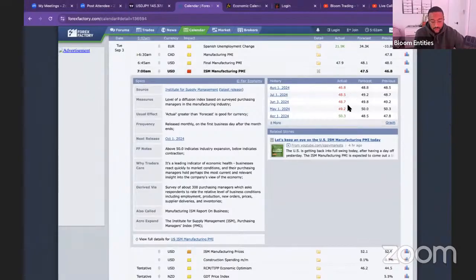The last couple times this has come out, it has released bearish, or bad, for currency. Released monthly on the first business day after the month ends. So yesterday was a holiday, so not a business day. It's a leading indicator of economic health. Businesses react quickly to market conditions, and the purchasing managers hold perhaps the most current and relevant insight into the company's view of the economy. It's a survey of over 300 purchasing managers, which asks respondents to rate the relative level of business conditions, including employment, production, new orders, prices, supplier deliveries, and inventories.